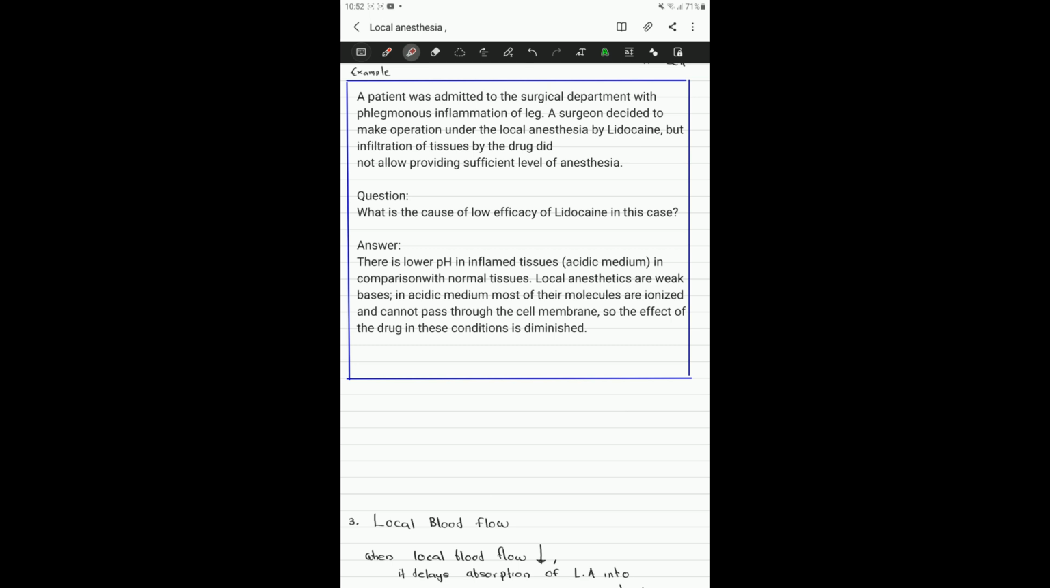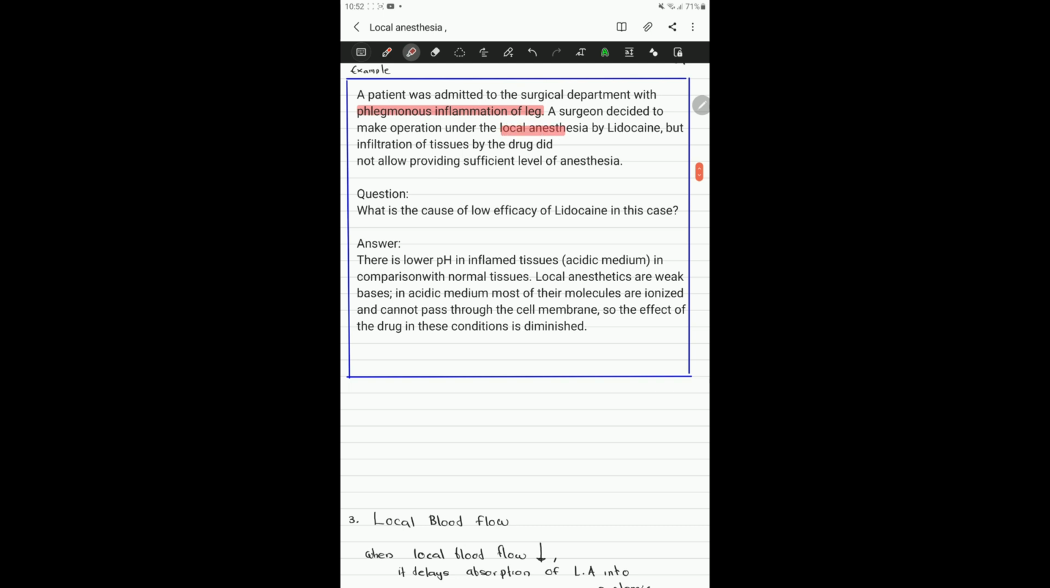A patient was admitted to the surgical department with phlegmonous inflammation of the leg. A surgeon decided to make the operation under local anesthesia by lidocaine. But the infiltration of tissue by the drug did not allow providing a sufficient level of anesthesia. What is the cause of low efficacy of lidocaine in this case?